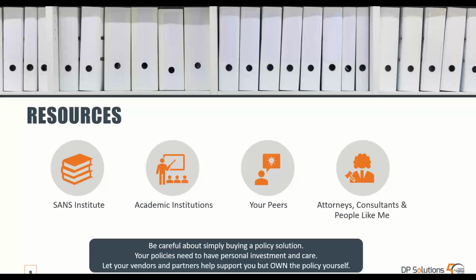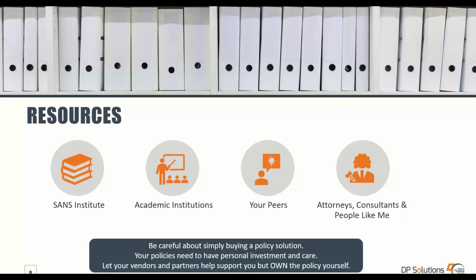The last line I wrote here: let your vendors and partners help support you, but own the policy yourself. That's extremely important. At the end of the day, you can't outsource management. You can't make it so that somebody else handles the tough work of dealing with people. They can help you draft the policy. They can help you put something together. But you're the one who's the closest to your people.